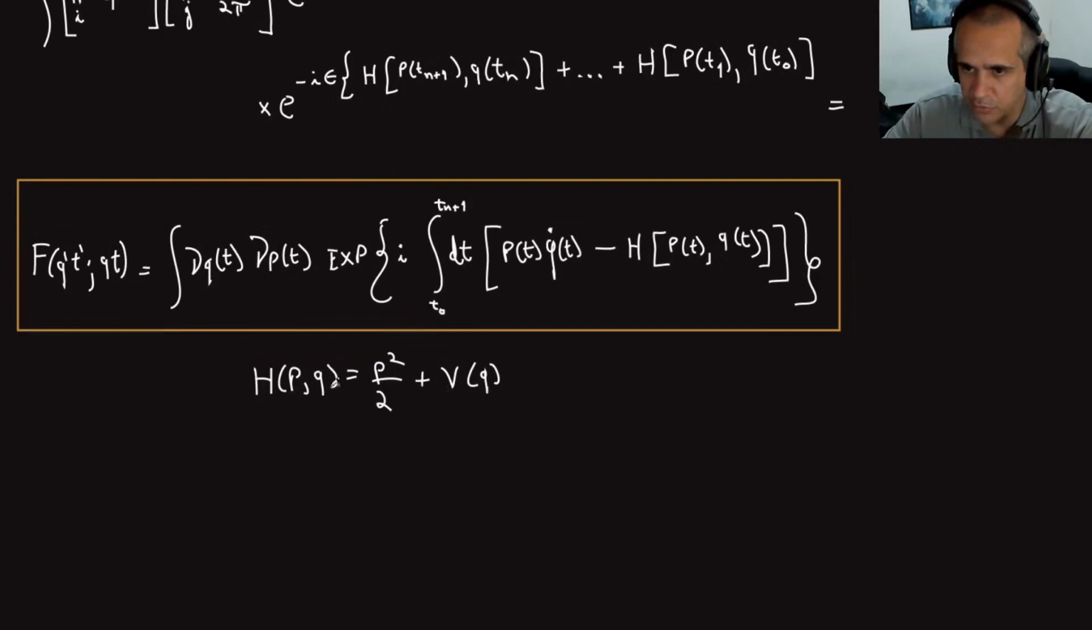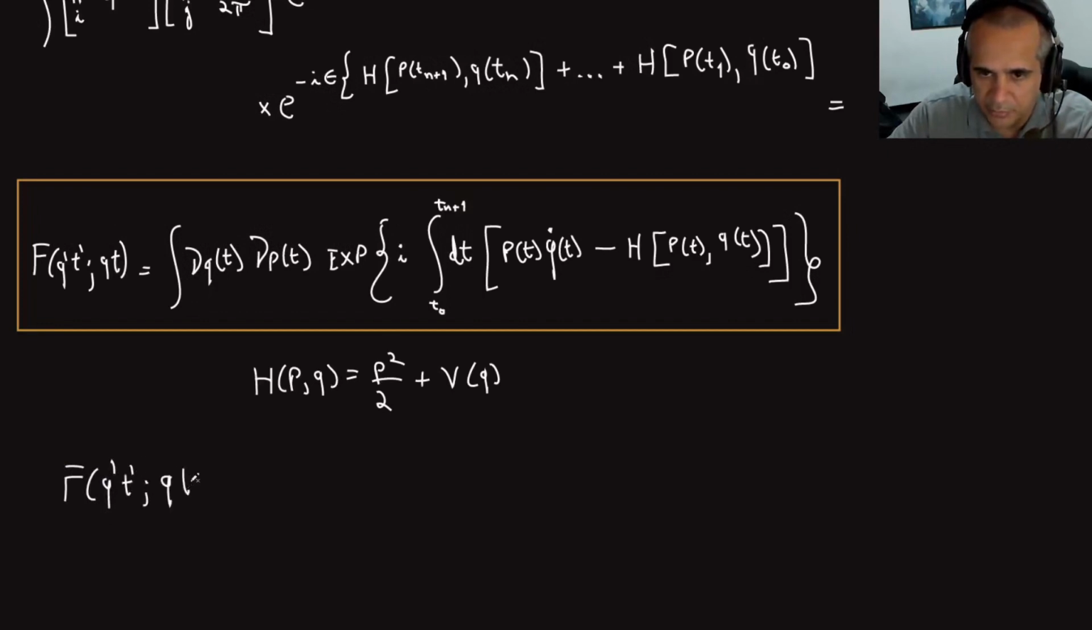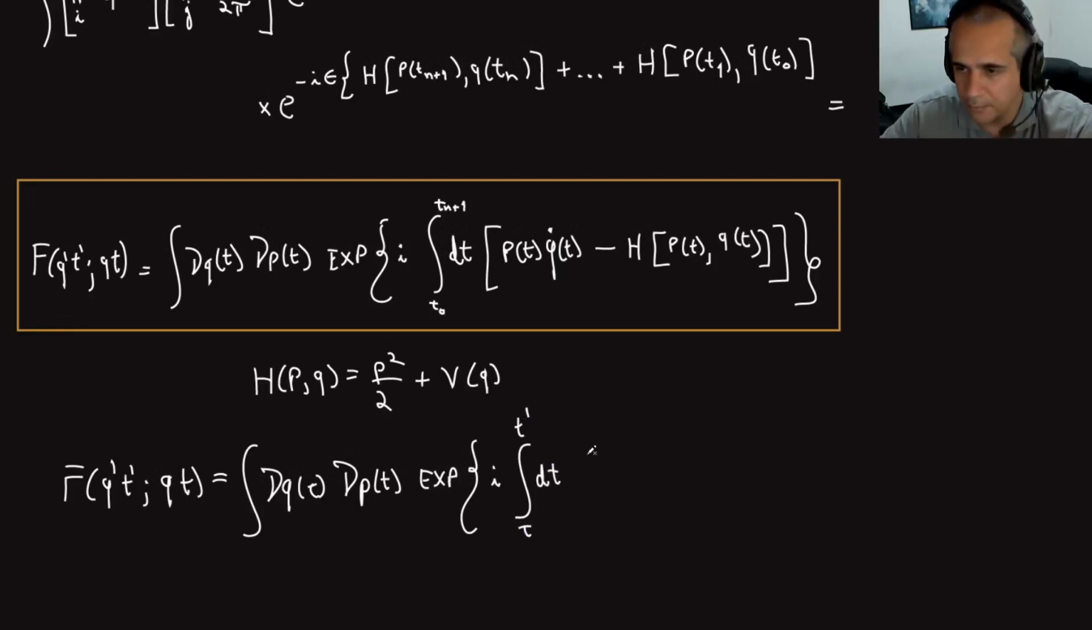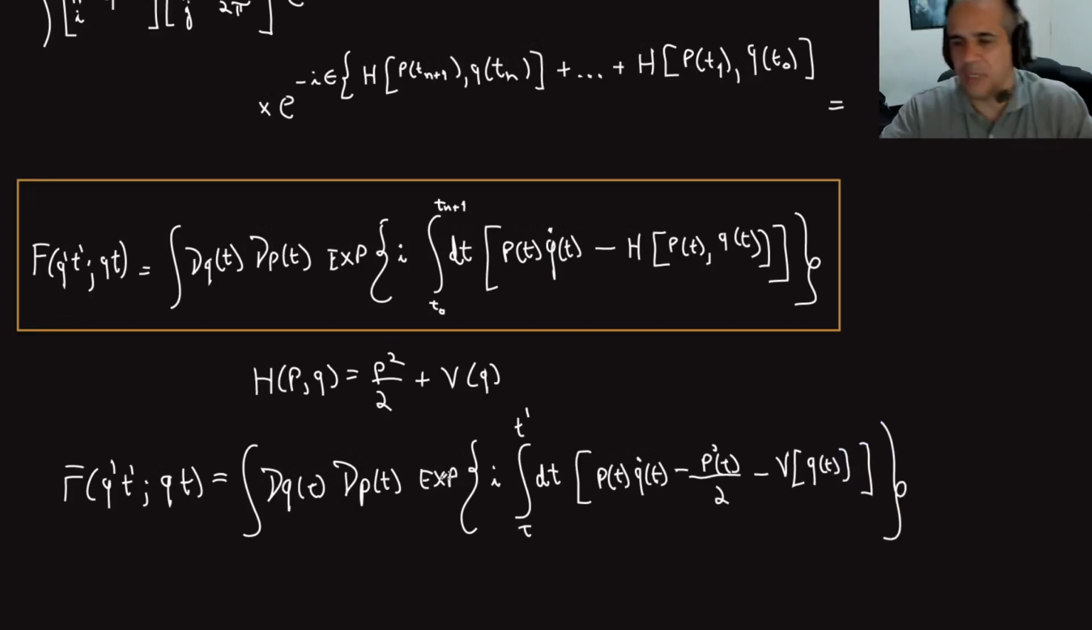Right? I can substitute this expression here and write that the propagator from q prime t prime to q t is just the path integral over q, the path integral over p, exponential of i integral from t to t prime. This is a normal integral on time. P q dot minus p squared over 2 minus V of q t. Right? So I can integrate in P.